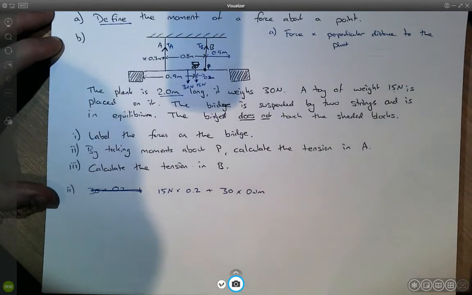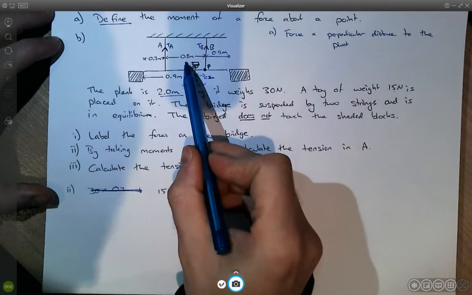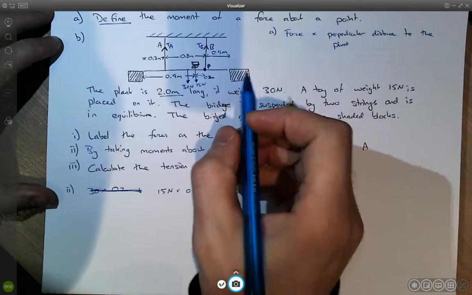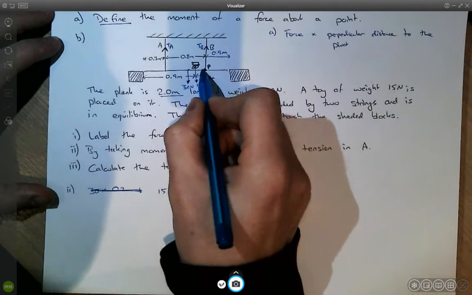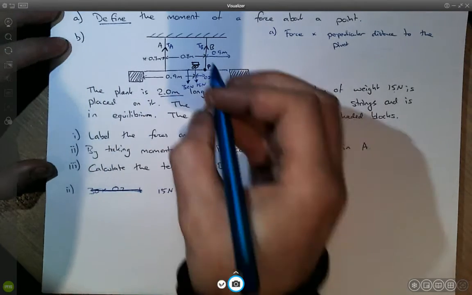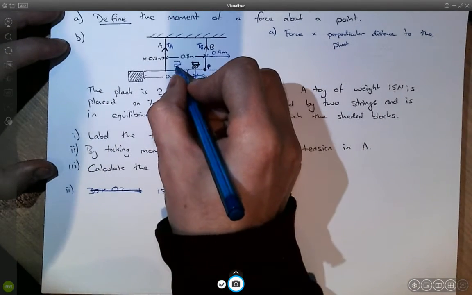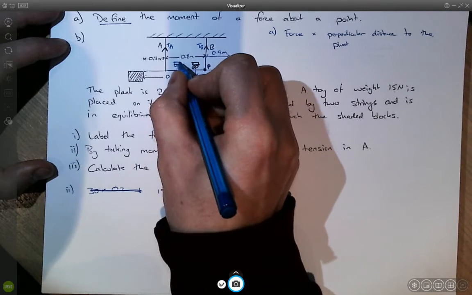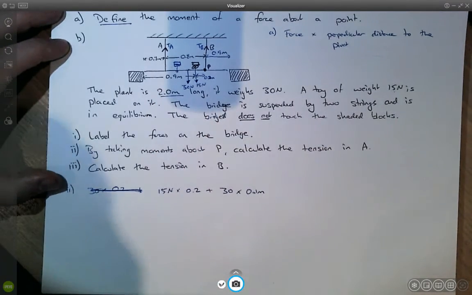So what have I done? A bit of a mistake, but it does check you're awake. I've drawn this diagram wrong. It's clearly not to scale. If this distance here is 0.1 and this distance is 0.2, then clearly there's something wrong in this diagram. The car should actually be over here. So if you backed yourself with that, well done.